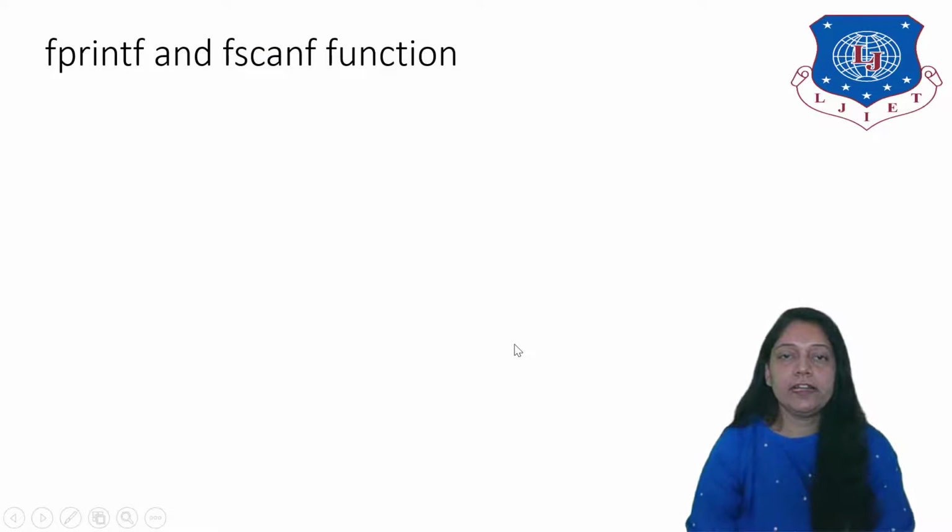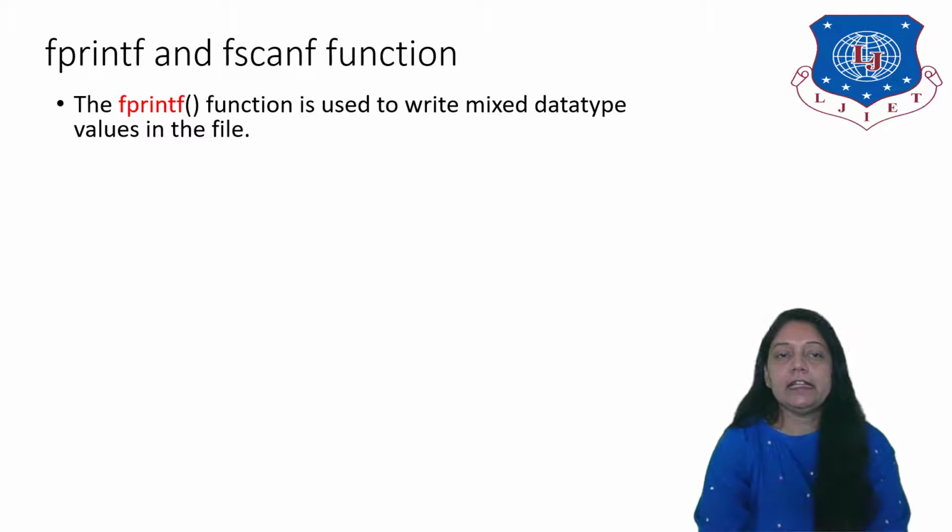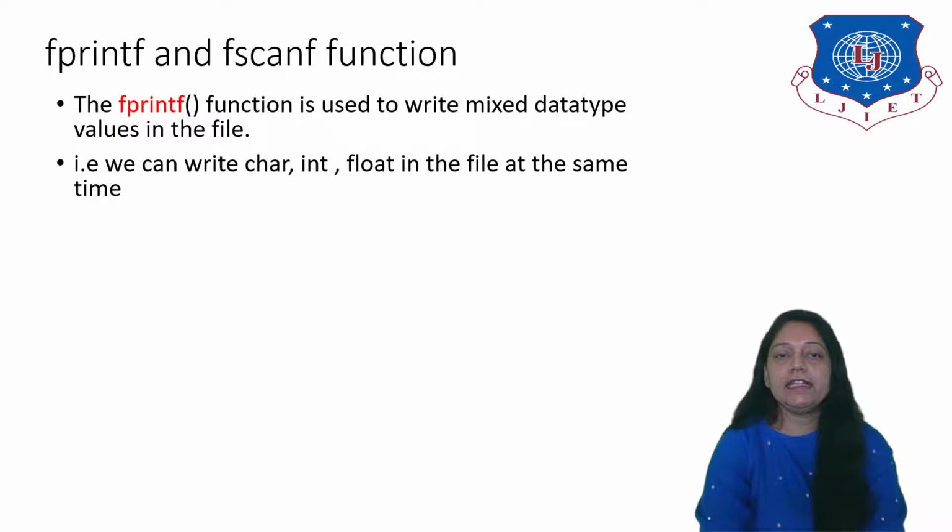Next is reading and writing data into the file. We have seen two things. One was how to read and write character files and another was how to read and write integer values inside a file. Now next we have the fprintf and fscanf functions. Fprintf is used for writing data into the file, but the advantage of using fprintf is that we can use mixed data types. It means we can write a character as well as an integer value as well as a float value at the same moment of time in a file using the fprintf function. So we can write character, integer, float in the file at the same moment of time.